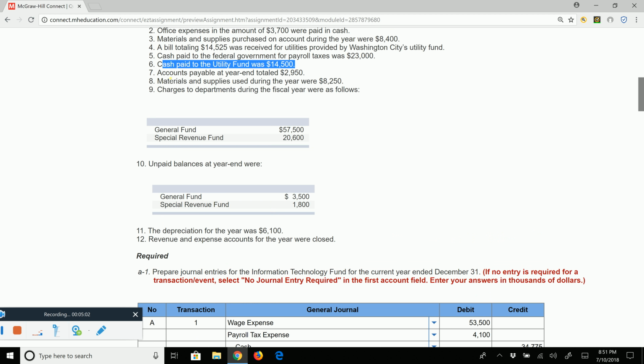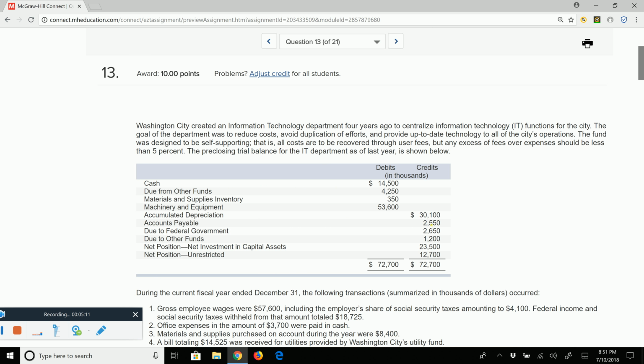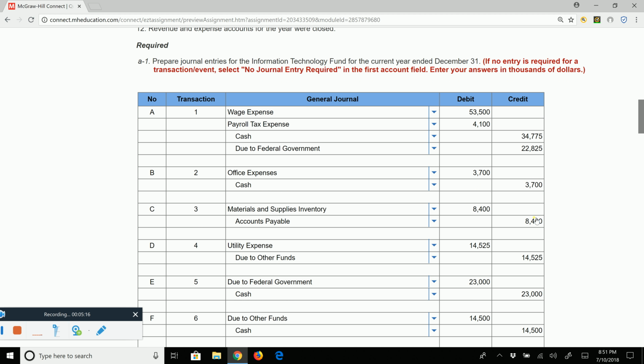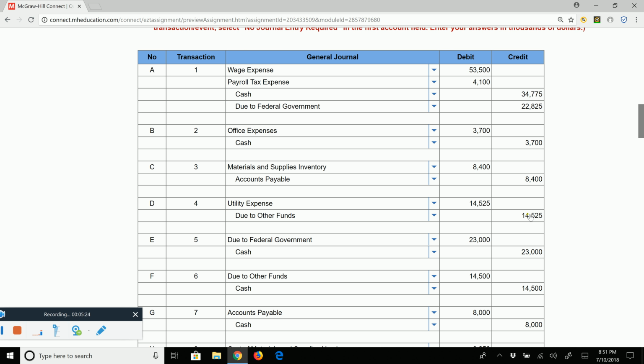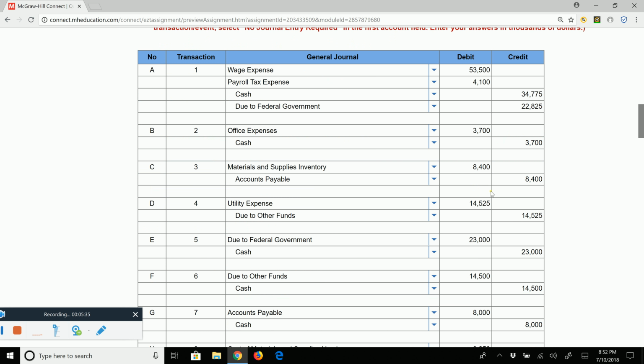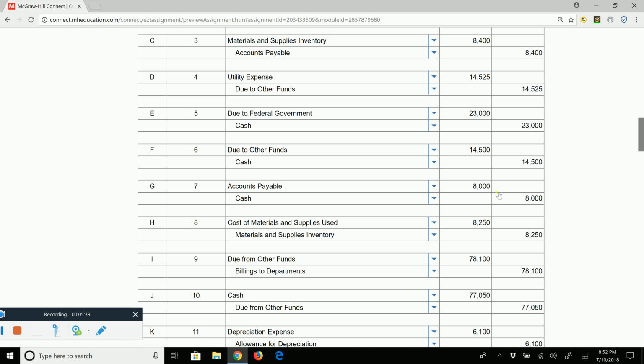Number seven, accounts payable at year end totaled $2,950. So we need to do a little bit of math. The beginning accounts payable was $2,550. And what else happened? We increased accounts payable by $8,400 here in transaction 3. If you take those two numbers, the beginning number plus the $8,400, subtract out the ending payable of $2,950, you get $8,000 is the amount of the payment. So we'll debit the payable, credit cash.